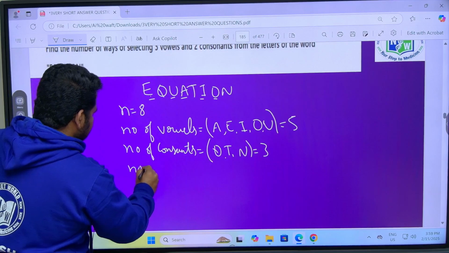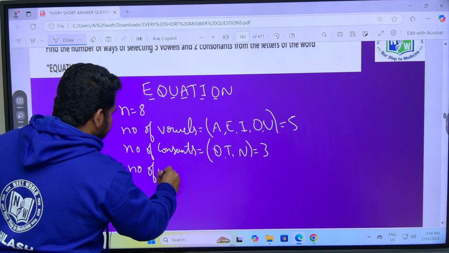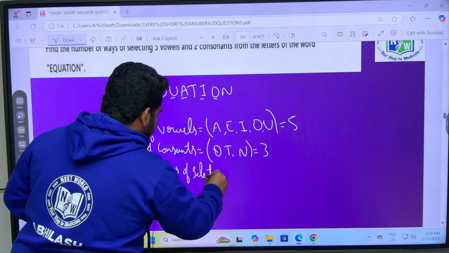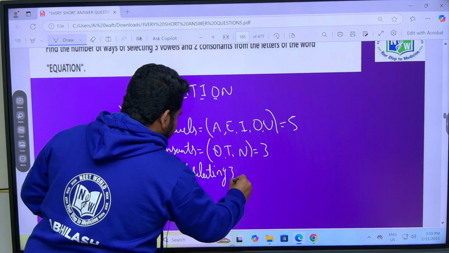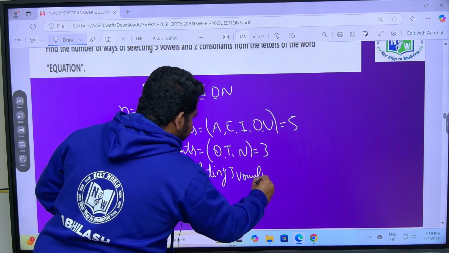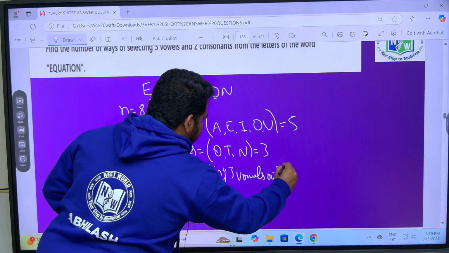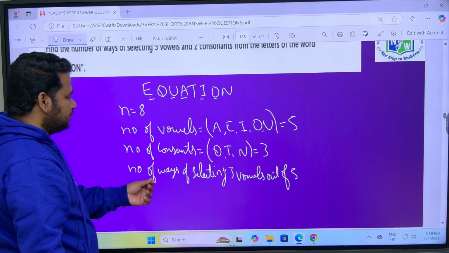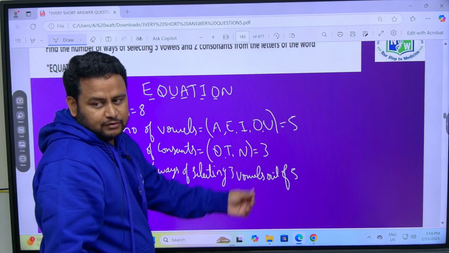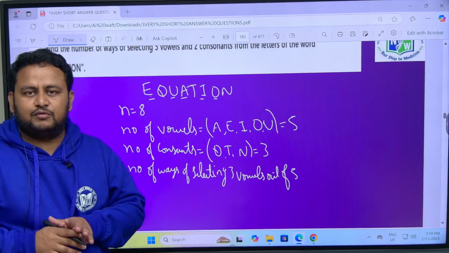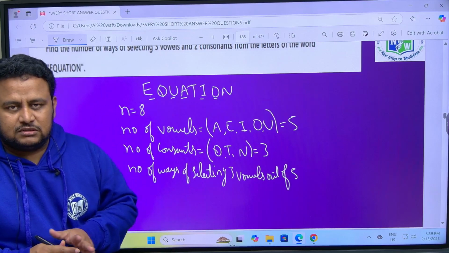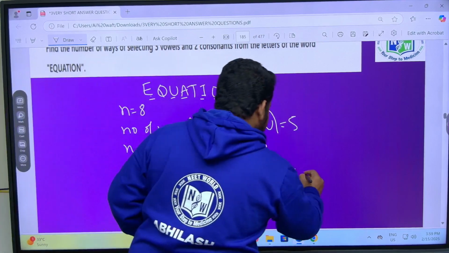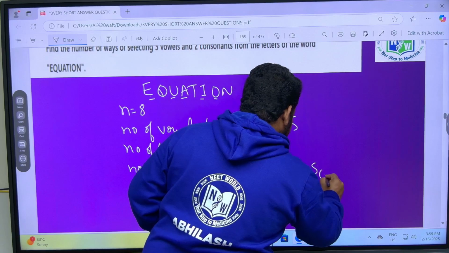Number of ways of selecting 3 vowels out of 5. How many vowels are there? 5 vowels. So out of 5 we have to select 3. This is selection, so this is equal to 5C3.